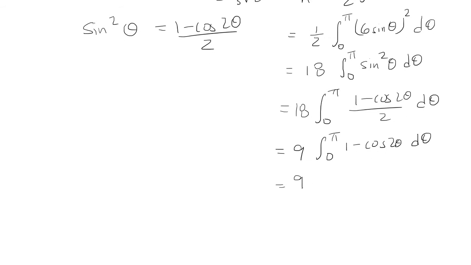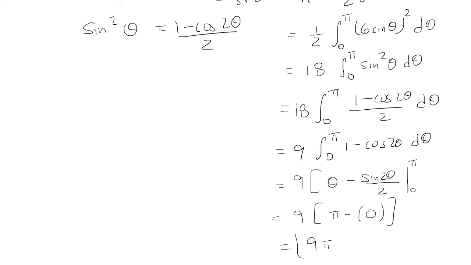Integrate with respect to theta, I get theta minus sine 2 theta over 2 from 0 to pi. Plug in pi. Sine of 2 pi is 0, so I'm not going to bother with that. And then minus, if I plug in 0 for theta, I get 0. And then plug in 0 into sine 2 theta, I also get 0. So really, I end up with 9 pi, which is exactly what I expected.